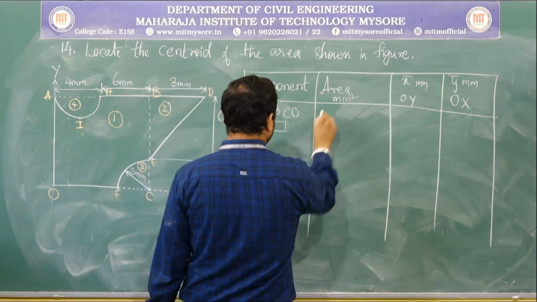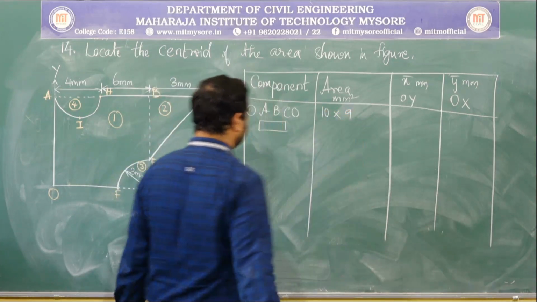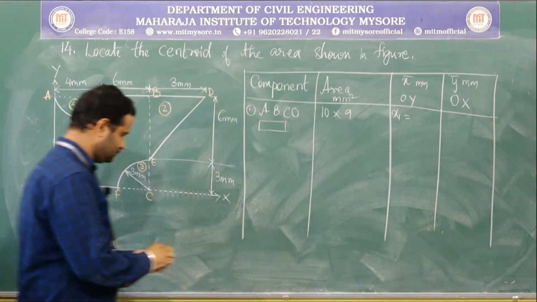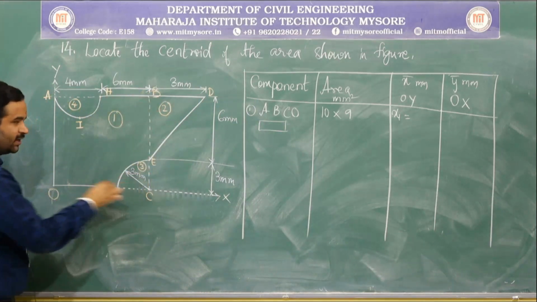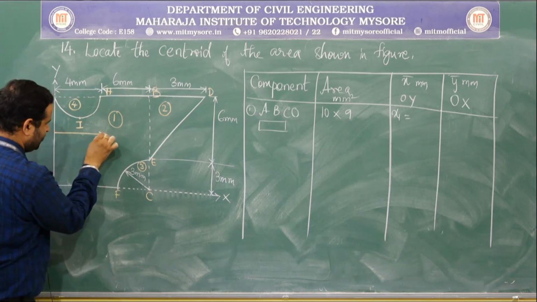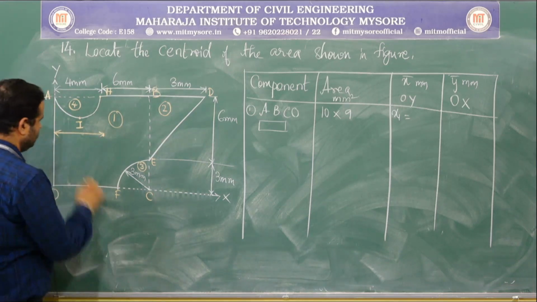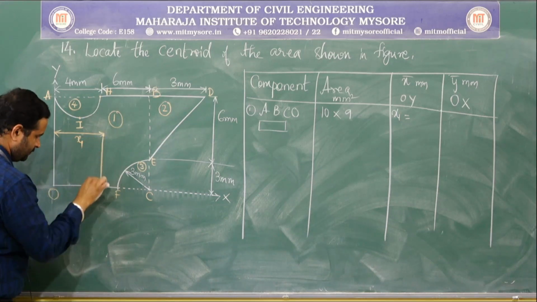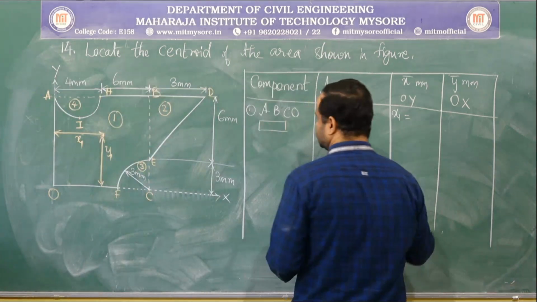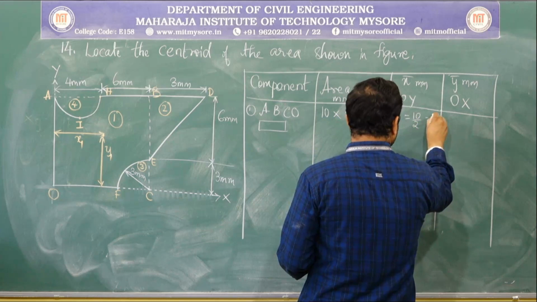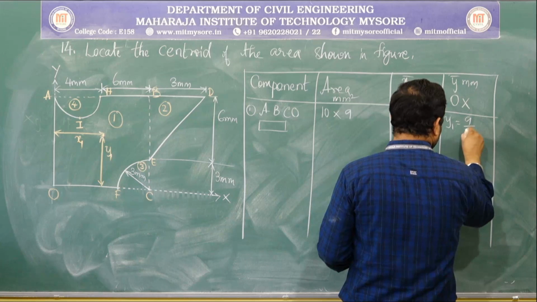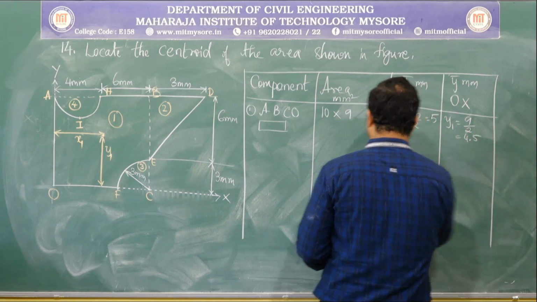Its area is 10 by 9 mm square and its x1 is equal to... So, we try to locate the centroid of the individual component, which has to be measured with respect to the referral axis. So, this will be x1, this will be y1. So, x1 is equal to 10 by 2, 5 mm, y1 is equal to 9 by 2, which is equal to 4.5 mm.